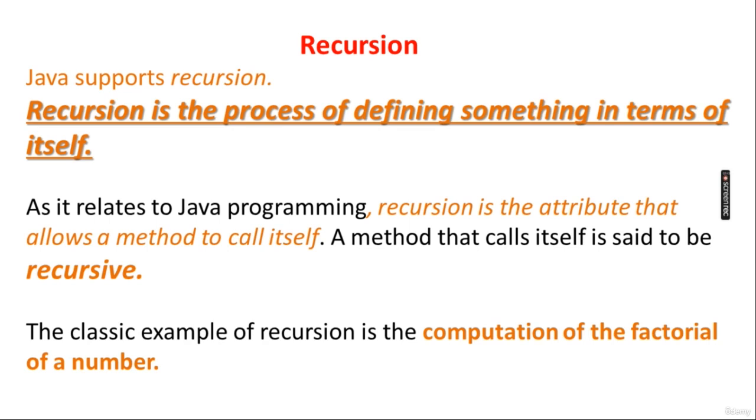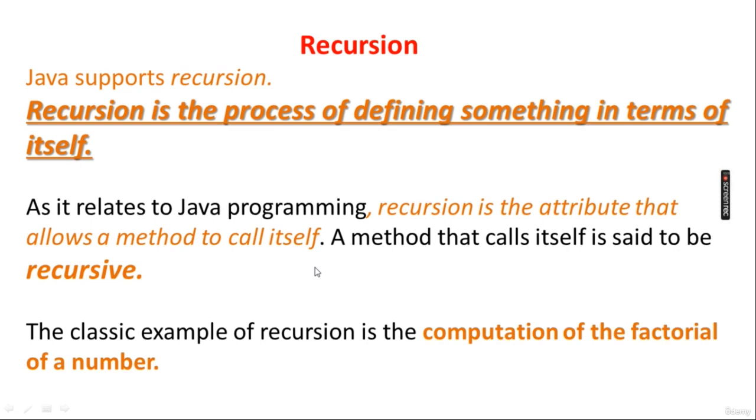The next topic is recursion. Java supports recursion. Recursion is a process of defining something in terms of itself. When a method calls itself, it is called recursion. As it relates to Java programming, recursion is the attribute that allows a method to call itself. The method definition will contain a call to the same method. A method that calls itself is said to be recursive.